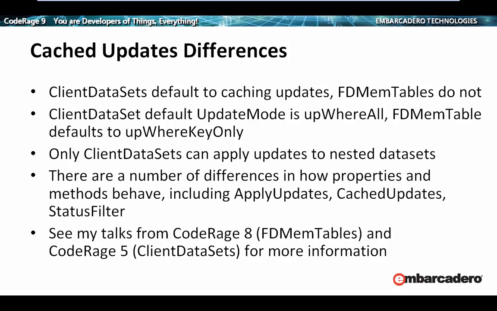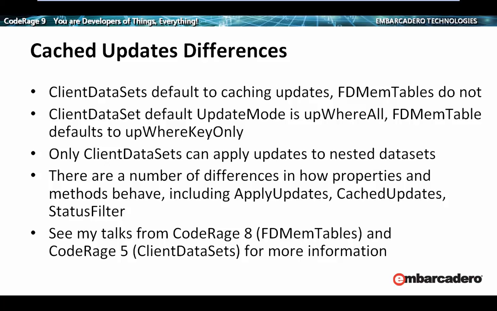Client datasets also can apply their updates to nested datasets. And while there's the ability to have one-to-many relationships with FireDAC memtables, the cached update operation employs something called an FD schema adapter, and it does not use nested datasets for that purpose. I'll come back to nested datasets in another slide, but that is a major difference in cached updates. And then overall, the properties and methods of FDMemTable and the client dataset where cached updates are concerned are different.